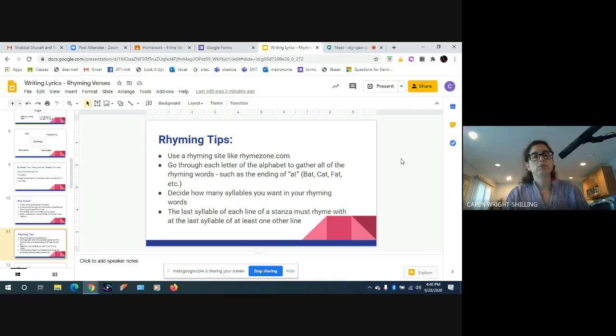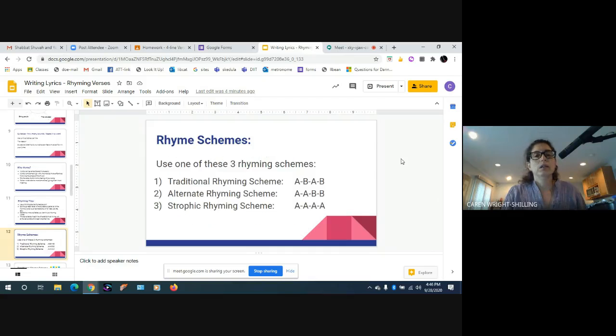Decide how many syllables you want in your rhyming words. You do not have to have the same amount of syllables. One word can have 1 syllable, and another can have 2 or more. The last syllable of each stanza must rhyme with at least one other line. Okay, so don't make your lines end with all different sounds. That won't work. Rhyme schemes. This is the part that got people a little bit confused. Okay. Rhyming words are labeled with a letter.